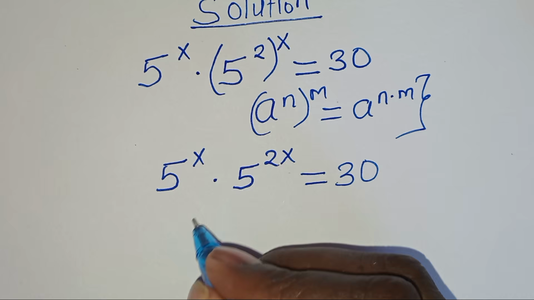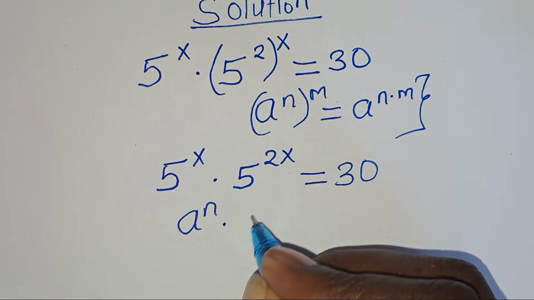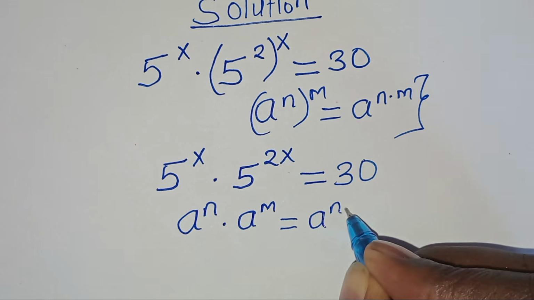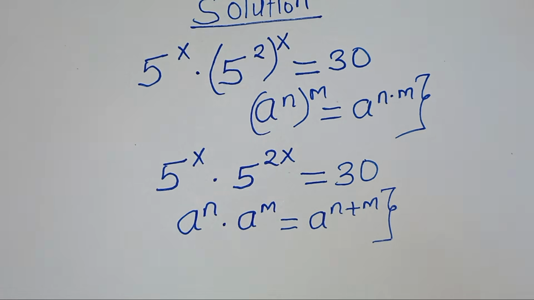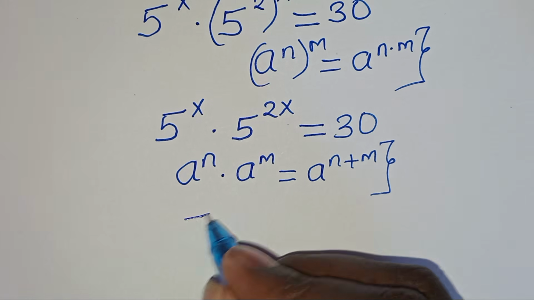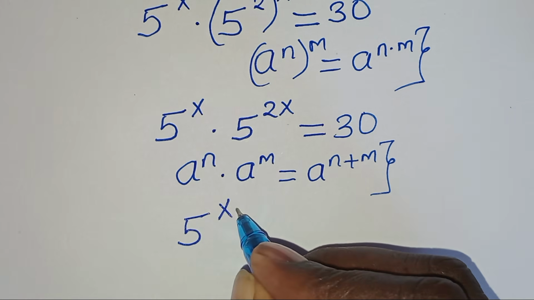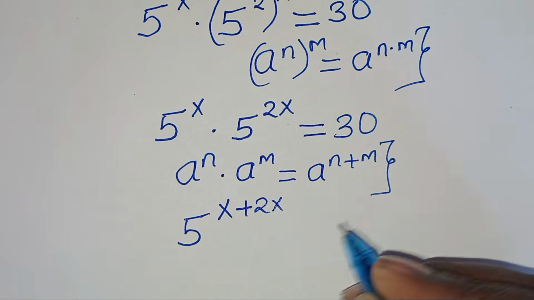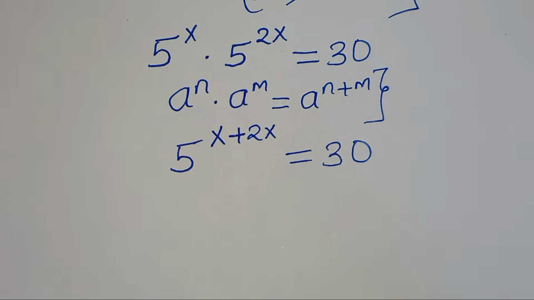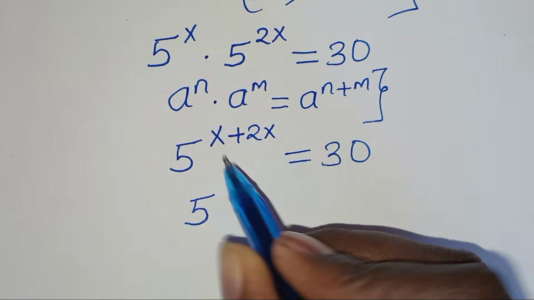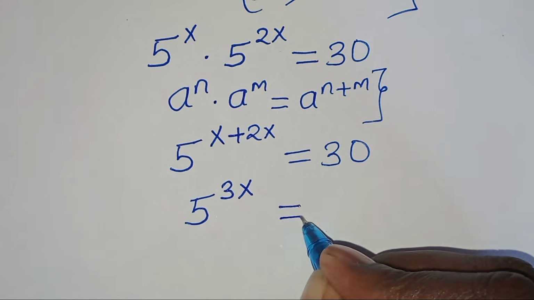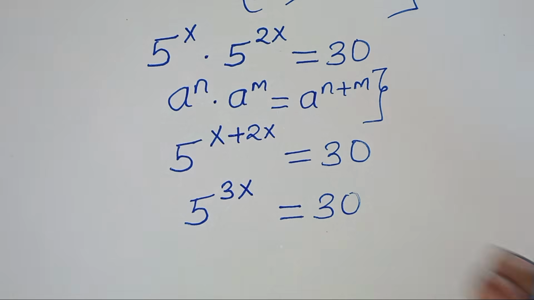So this is again in the form of a to the power of n times a to the power of m, which we can express as a to the power of n plus m. Applying this exponent property, we have 5 raised to the power of x plus 2x. This is equal to 30. So this implies that we have 5 raised to the power of x plus 2x, this is 3x, and this is equal to 30.